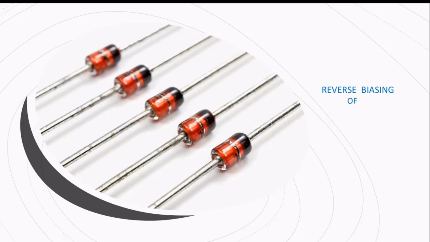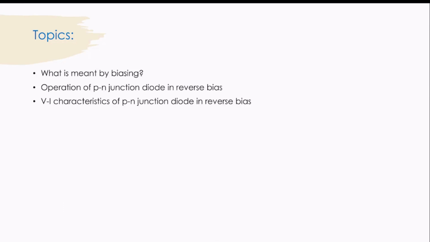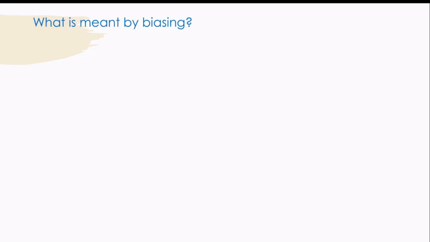In this video, let us learn about reverse biasing of PN junction diode. Now let us see what are the topics that we are going to discuss today. The topics are what is meant by biasing, the operation of the PN junction diode in reverse bias, how to plot the VI characteristics of the PN junction diode in reverse bias, and finally a quiz. There is a quiz at the end of the video, so please do watch the video till the end. Now moving on to the topic, first let us see what is meant by biasing.